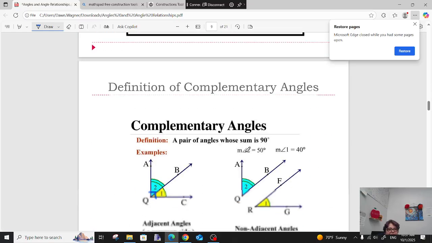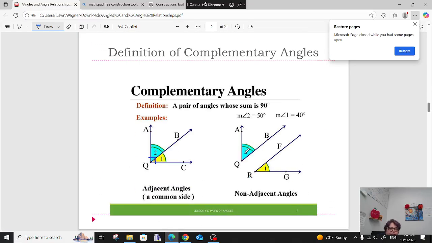Then we talked about complementary angles, right? Angles whose sum is 90 degrees. So, like if angle 1 was 40, angle 2 would be 50. What happens if angle 1 was 30? What would angle 2 be?